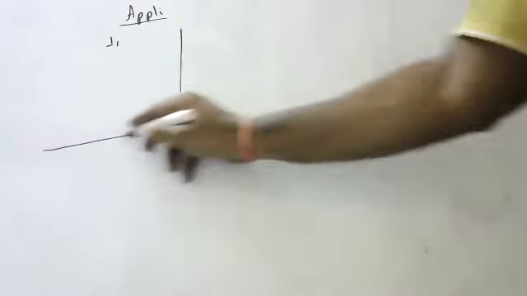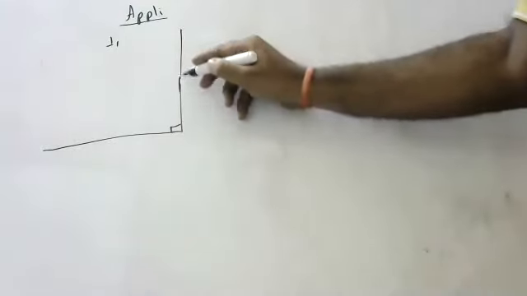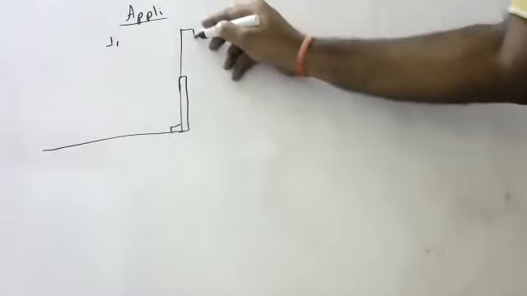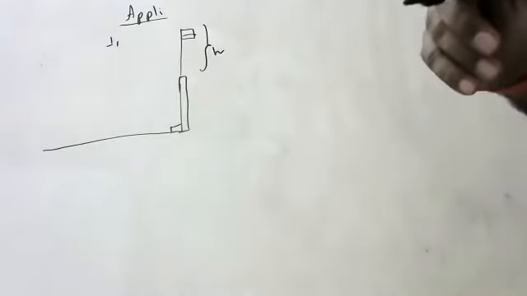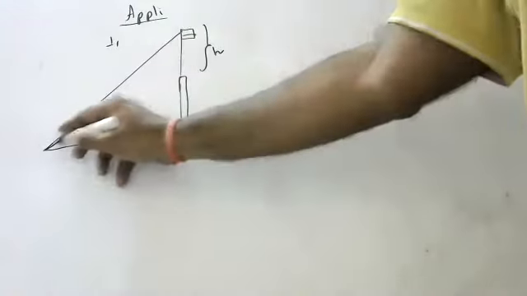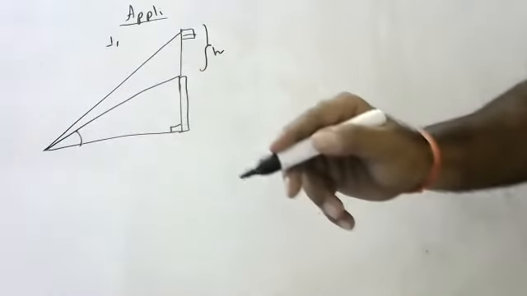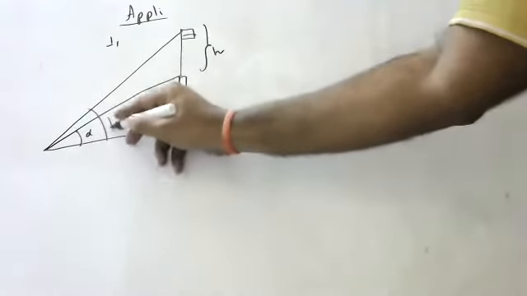They are saying that a vertical tower stands on a horizontal plane and is surmounted by a flagstaff. This is the vertical tower, and on that a flagstaff is there. The height of the flagstaff is h. From a point on the plane, the angles of elevation of the bottom and top of the flagstaff are alpha and beta. This is alpha, this is beta.